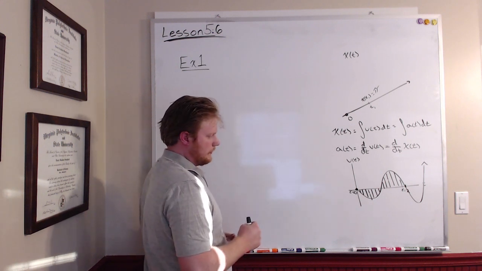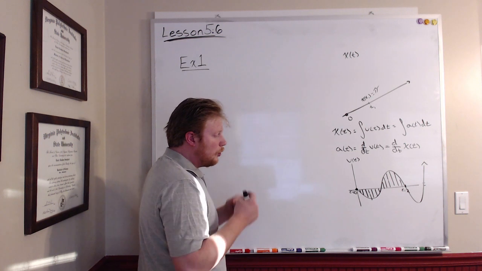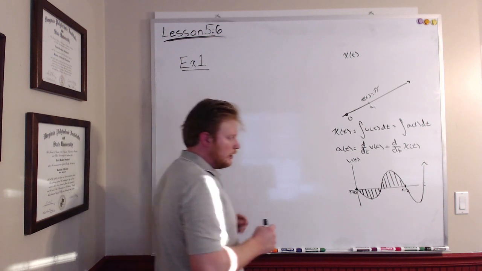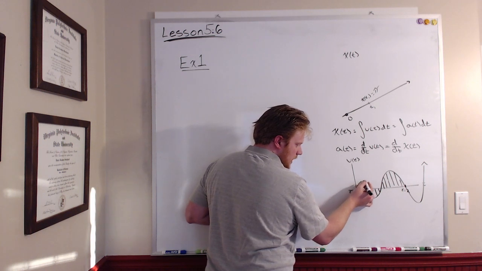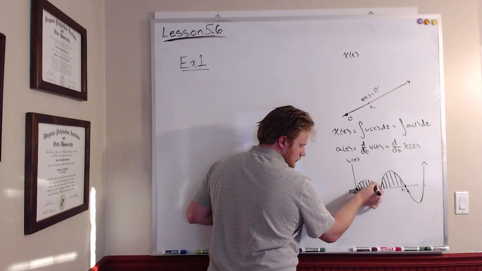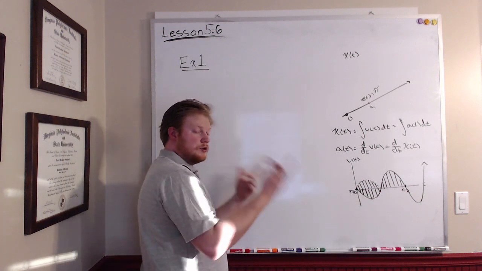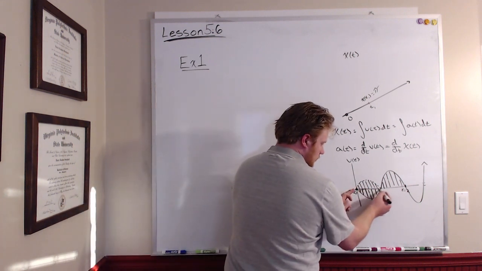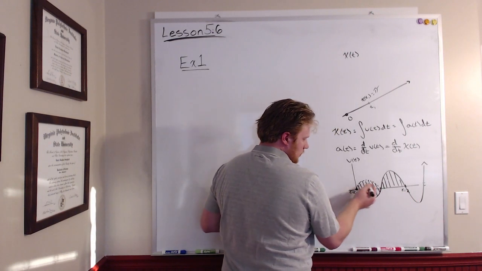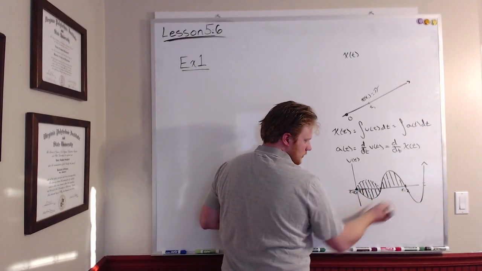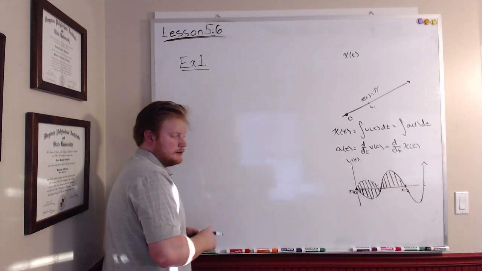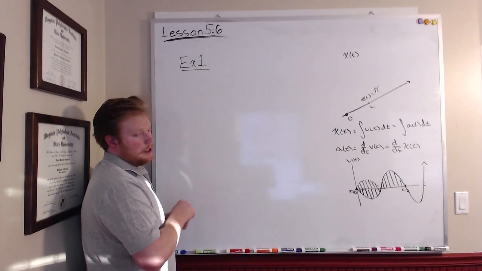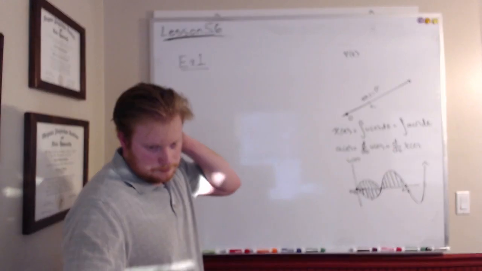Okay? Now, if I wanted to know the total distance traveled, I would want to add the absolute value of the negative area. So the total distance traveled over the interval from 0 to 2 would be the sum of these two positive areas. All right, so that being said, let's get started.